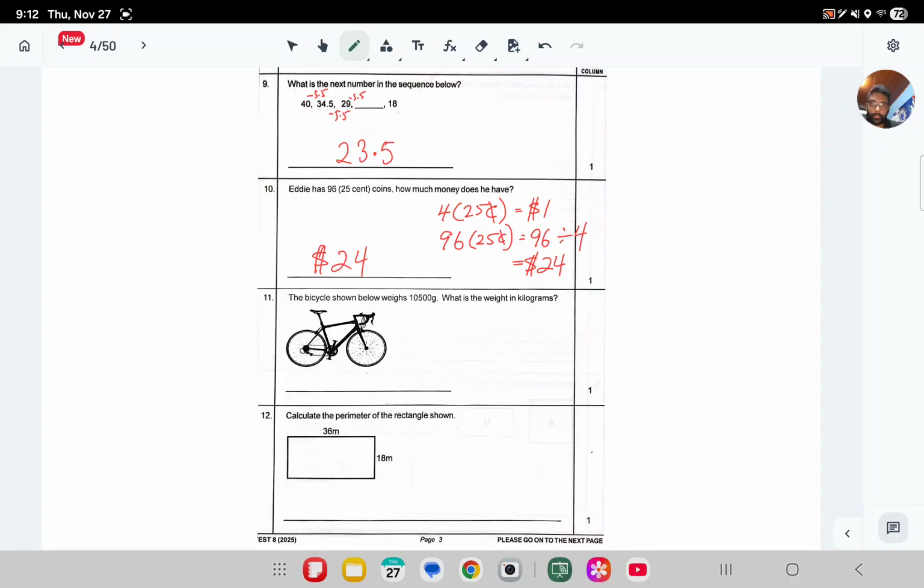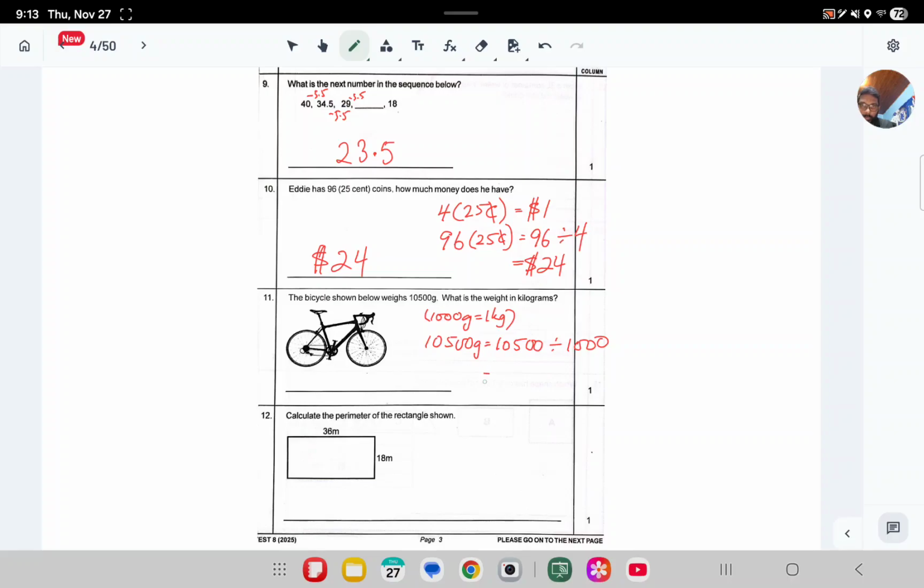Number 11, the bicycle shown below weighs 10,500 grams. What is the weight in kilograms? So we know that 1,000 grams is equal to 1 kilogram. So for 10,500 grams, that would be, to convert grams to kilograms, we divide by 1,000.